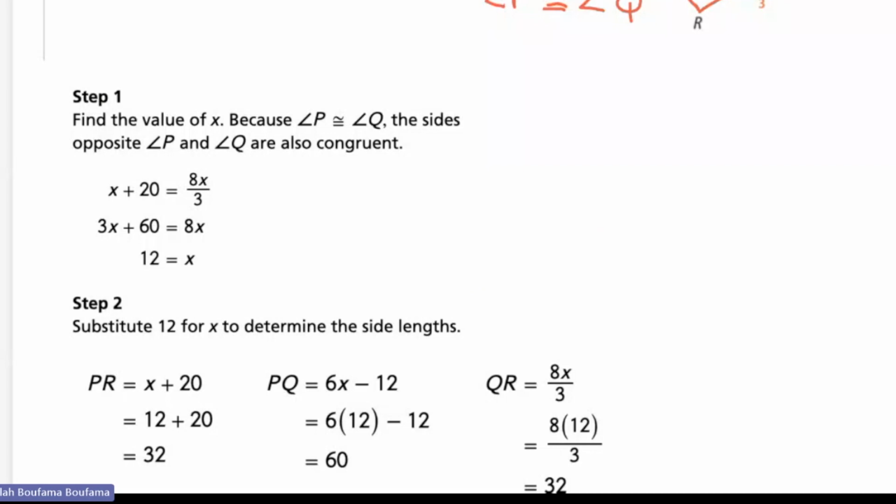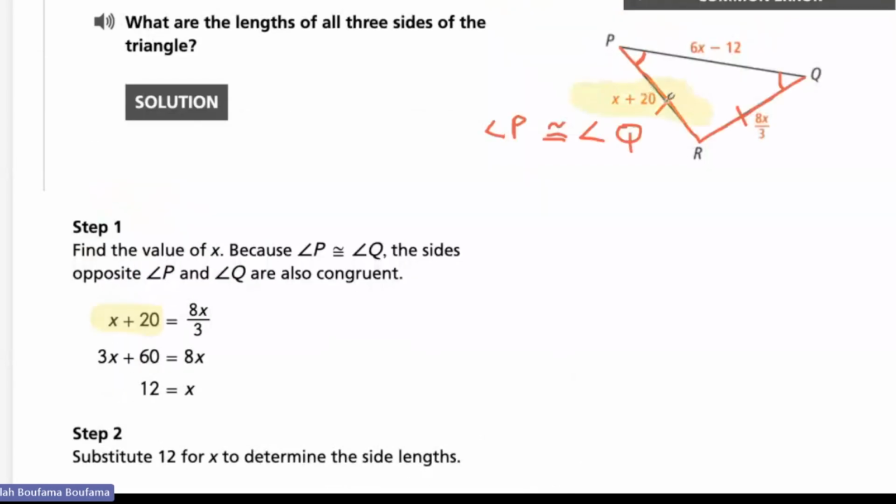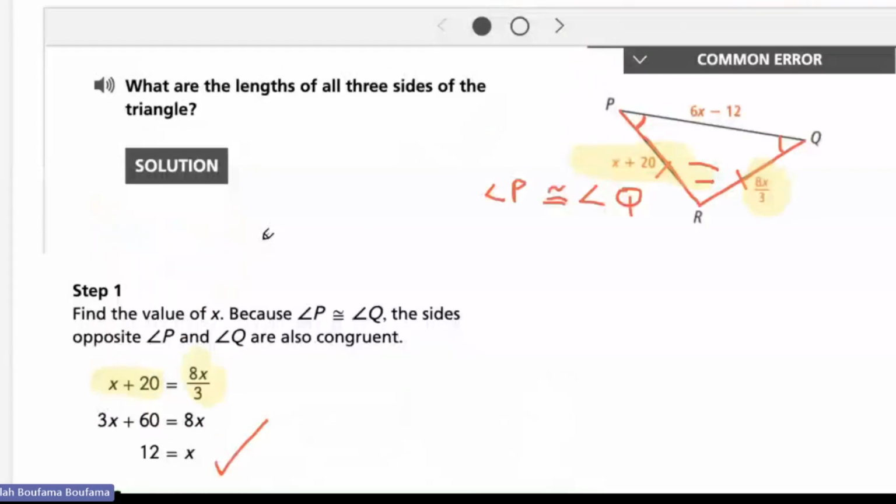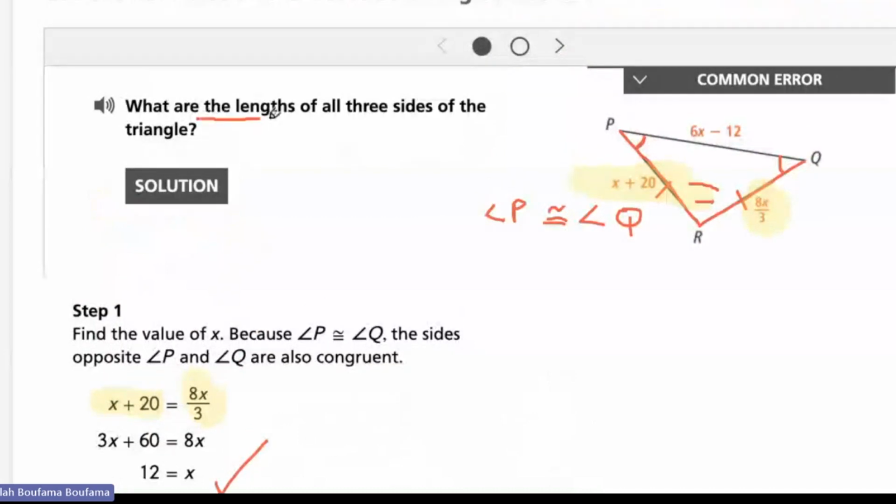And for this we have to put x plus 20, which is this side, equals 8x plus 3, which is this side. They should be what? Equal. Why? Because this triangle is isosceles. Okay. And after that, just solve, you get your x. After you get your x, you can look back. They say, what are the lengths of the three sides?